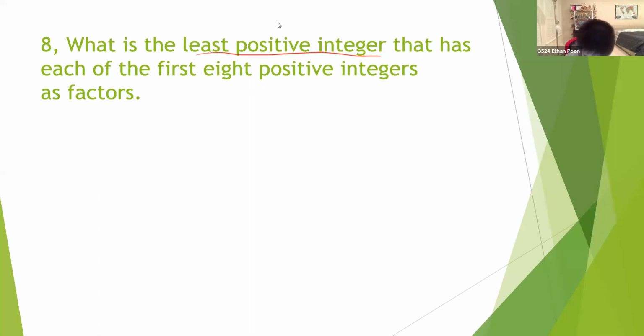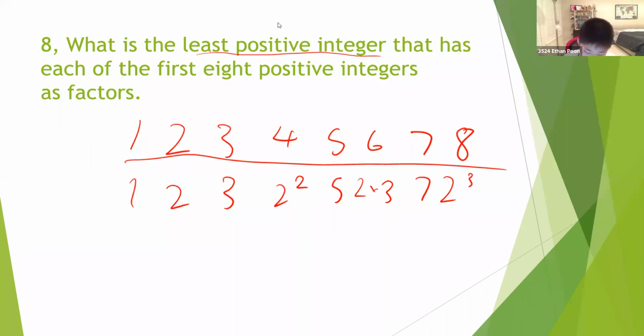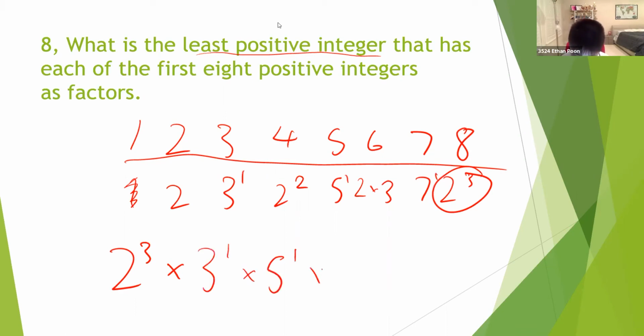So the first 8 positive integers are 1, 2, 3, 4, 5, 6, 7, 8. We're looking for a number that has all of these numbers as factors. So 2 to the third, and 7, and 2 times 3, and 5, 2 squared, 3, 2, 1. So we can cross that one off because that's not really a factor we have to worry about here. The highest power of 2 is 3, because that's 8, and that's right here. So we have 2 to the 3, then we multiply by 3, because 3 to the first is the highest power of 3 we have here. Then we do the same for 5 and 7, also to the first.